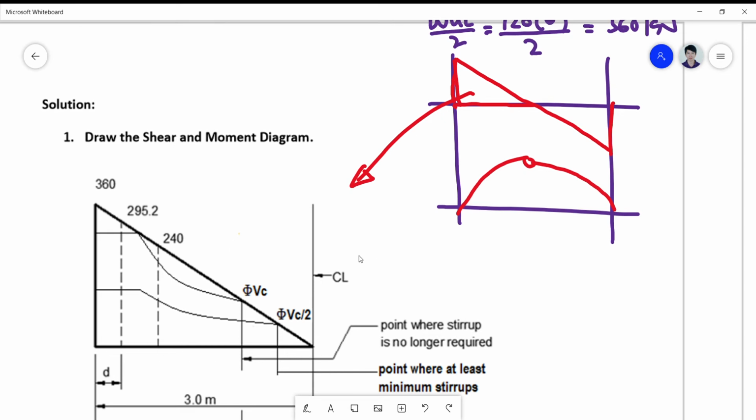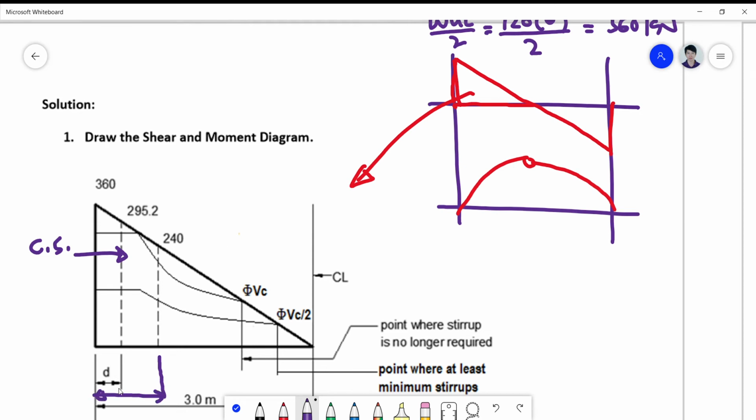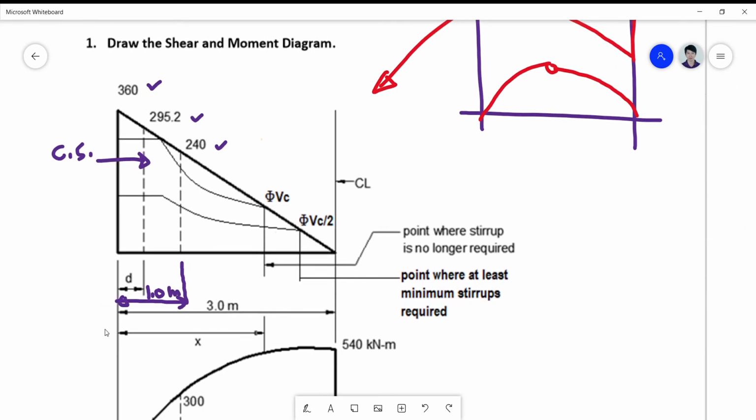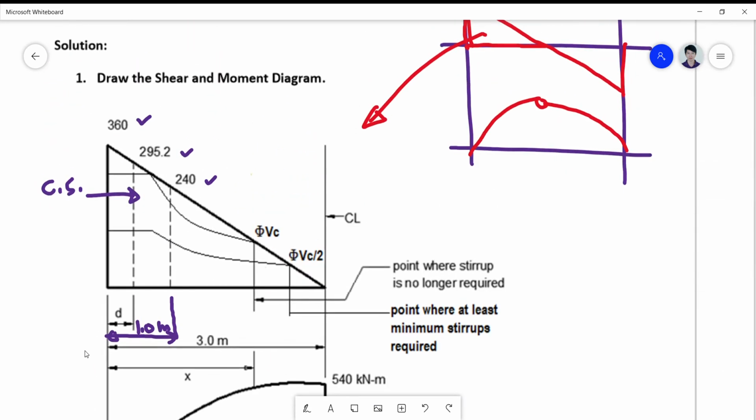So we need to get the value of your shear at the distance d, which is the critical section, and at 1 meter from the support here, as the requirement of the problem. We can solve for these by simply taking note of ratio and proportion, or we can do it by a formula, which is the shear equation.